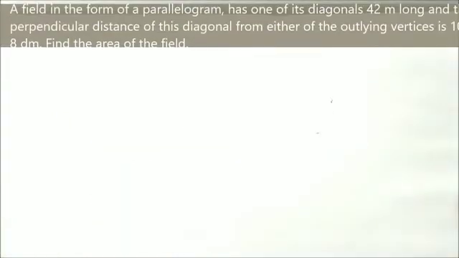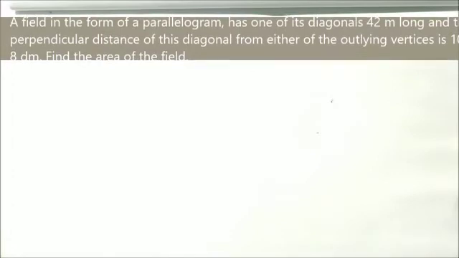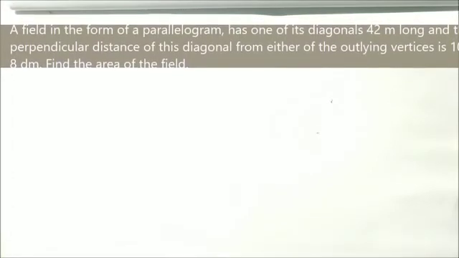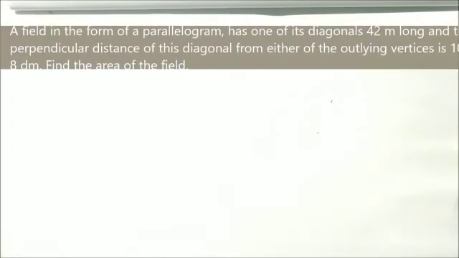Now the next question. A field in the form of a parallelogram has one of its diagonals 42 meter long, and the perpendicular distance of this diagonal from either of the outlying vertices is 10 meter 8 decimeter. Find the area of the field. This is the question.